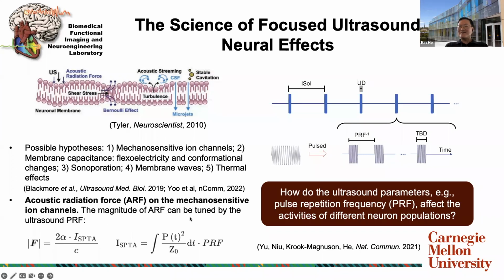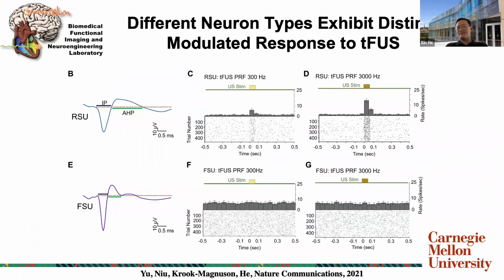All right. So now the question would be, what would be the effect of this PRF acting on the neuronal cell type selectivity or different response? So we did experimentation.